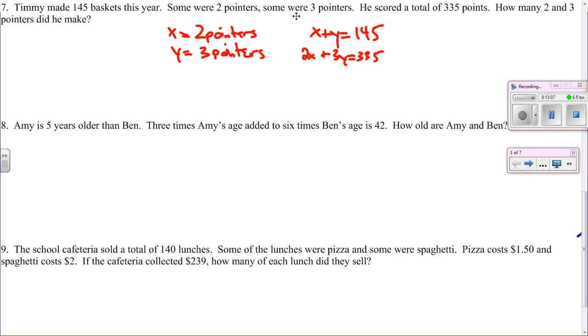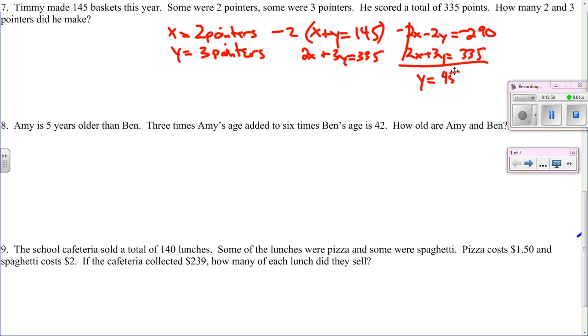Now, I can just solve this by multiplying the top by negative 2. So that would give me negative 2x minus 2y equals negative 290. Bottom stays the same. Your x's cancel out on top and bottom. Negative 2y plus 3y is just y. Negative 290 plus 335 gives you 45. So he made 45 3-pointers, which means that x is 100 2-pointers, because he made a total of 145.